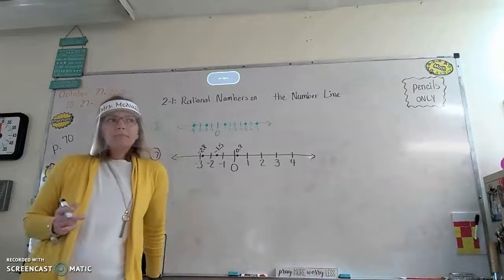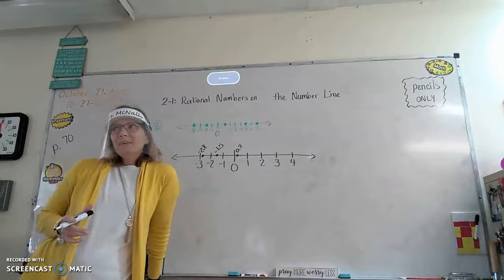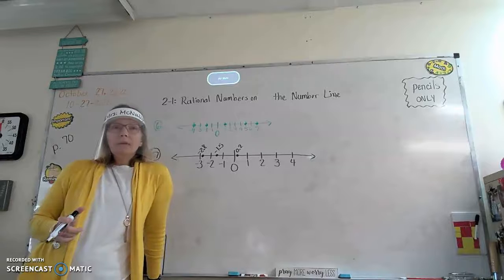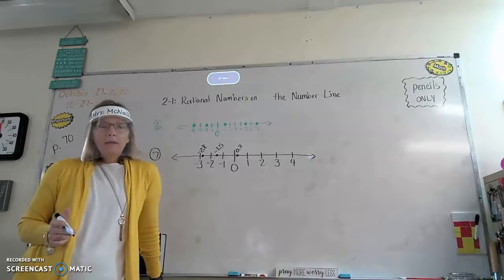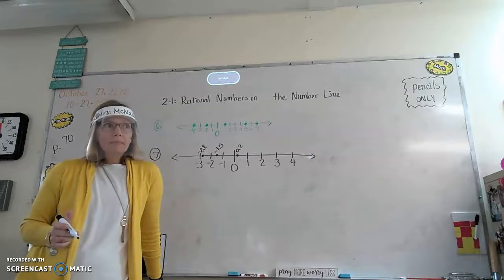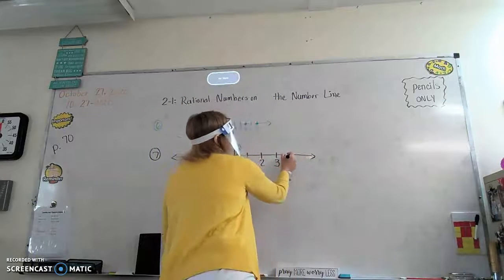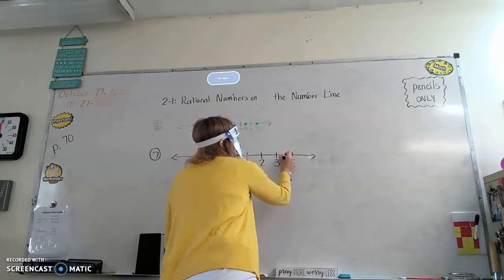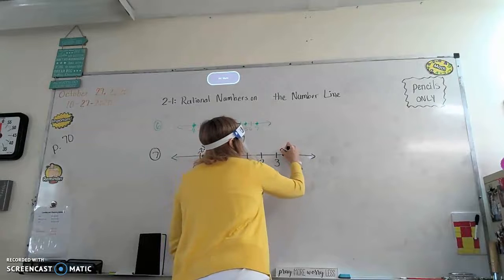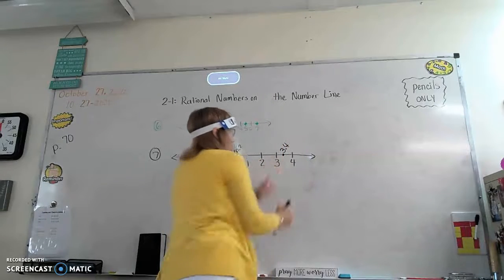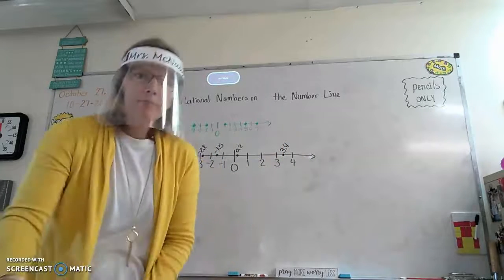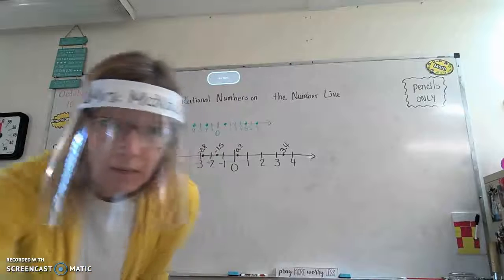And the last one, 3.4. So where would that be? A little bit before the 3. Say it again, Ethan. In the middle of 3 and 4. It's a little bit less than 3.5. And we're going to label that with 3.4.